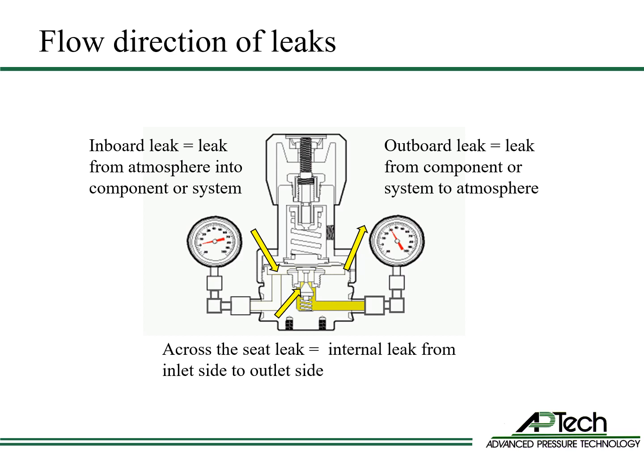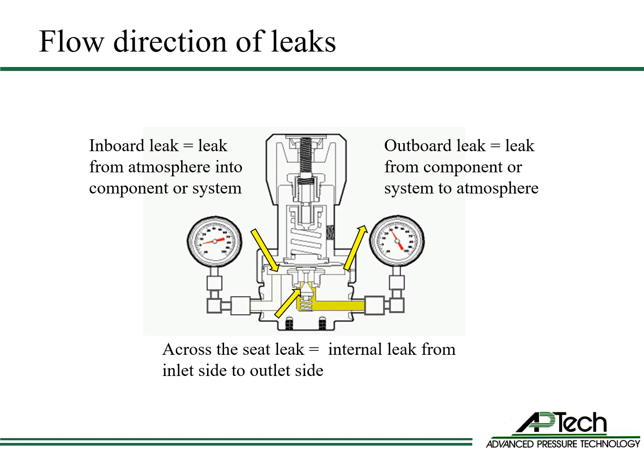There are three leak flow directions that are tested in valves and regulators. An inboard leak is simply a leak from atmosphere into the internal volume. An outboard leak is a leak from the internal volume to atmosphere. A leak across the seat is an internal leak across the seat from the inlet to the outlet side. Inboard, outboard, and across the seat leaks are tested to ensure leak-tight operation.